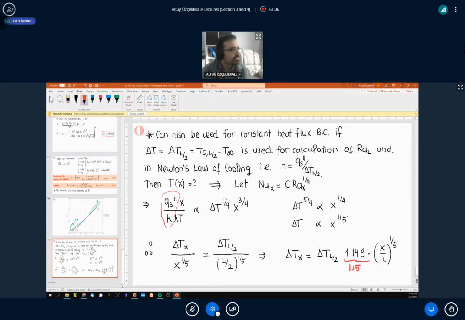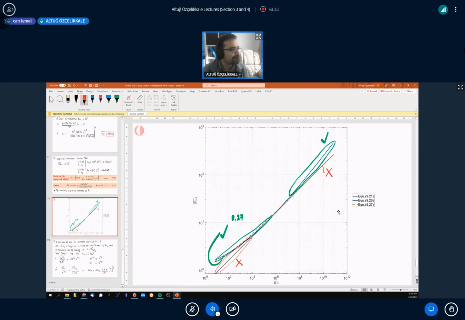Hocam, could you go to the previous slide? This one? Yes, hocam. What is the reason for equation 9.21, which we obtain from the similarity solution, not being as accurate as the other equations, considering the low Rayleigh number region? Okay, so there are two crosses here.